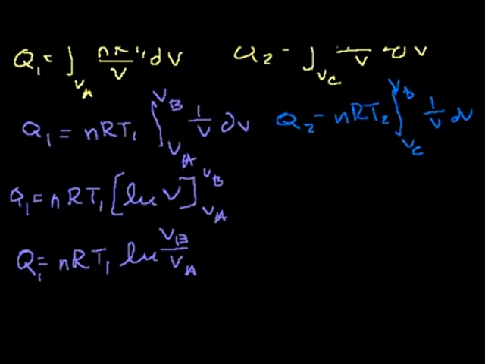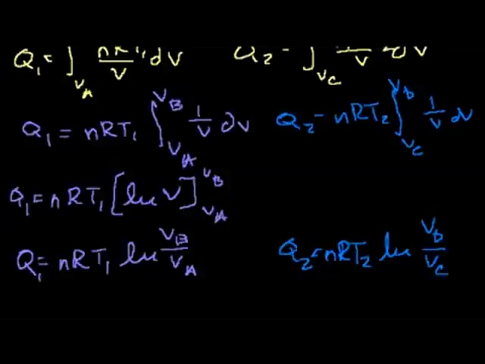Now, the same logic, Q2 is going to be equal to nRT2. Now, the only difference with this integral is where I had Vb, now I have Vd. So now it becomes natural log of Vd. And where I had Va, now I have Vc. So over Vc. All right.